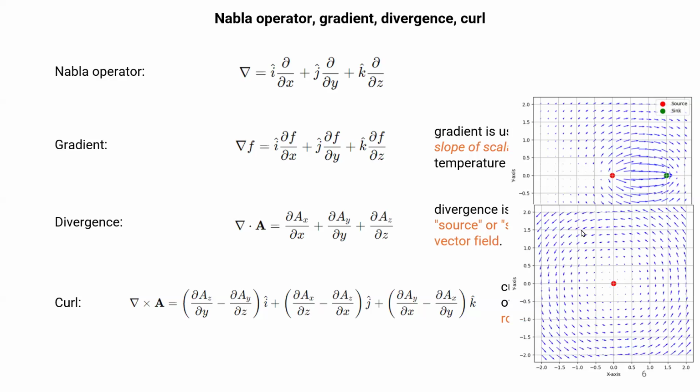So here I represent some curl field around the origin. If I calculate the curl of this field, I will get some non-vanishing, non-zero vector field, the field of the curl.